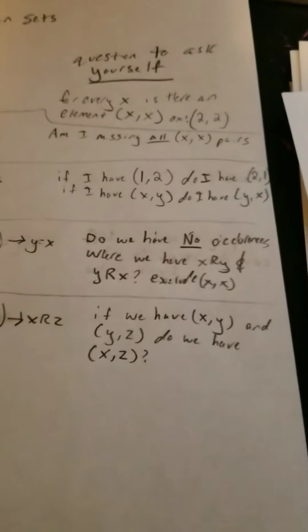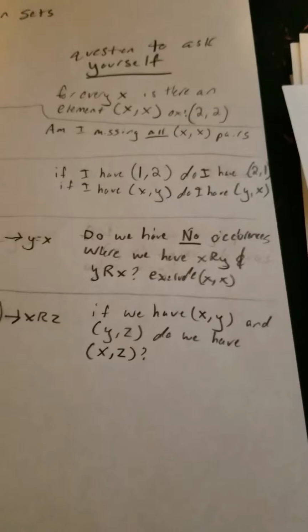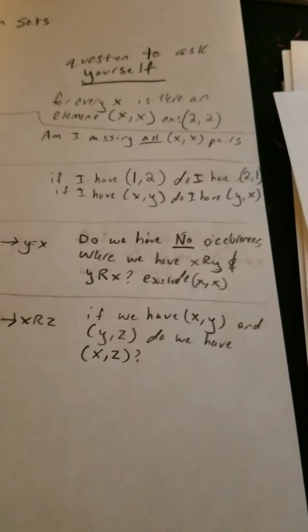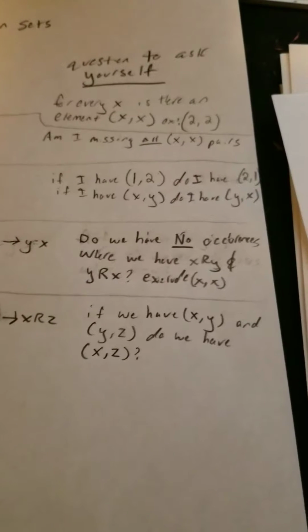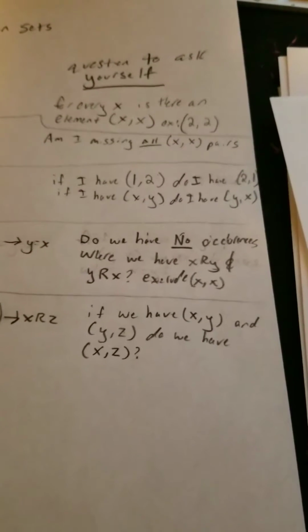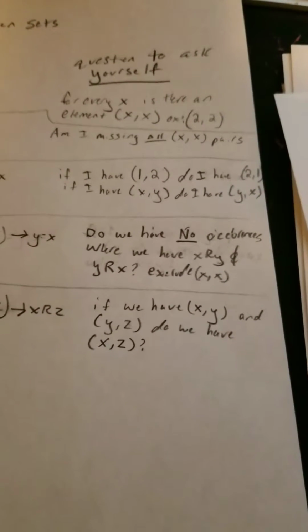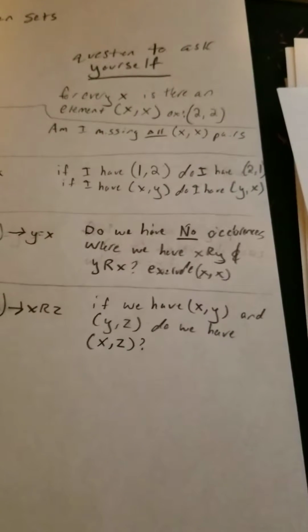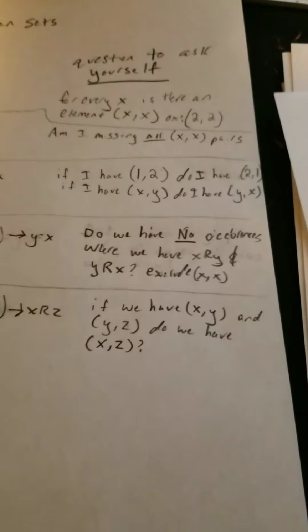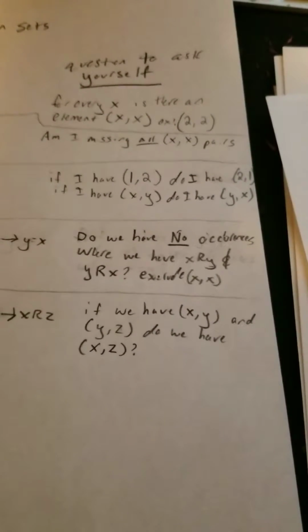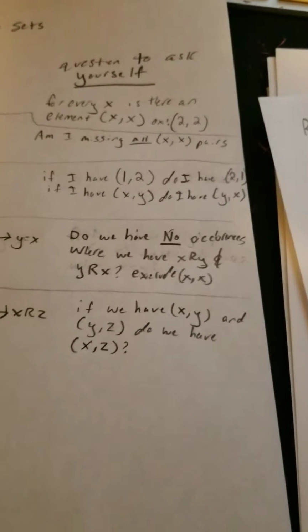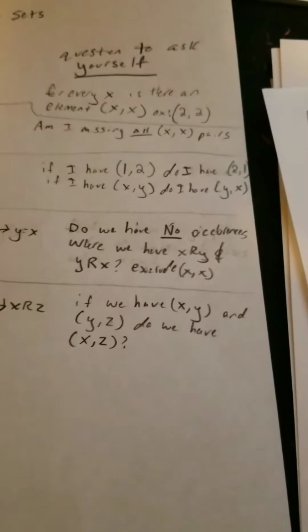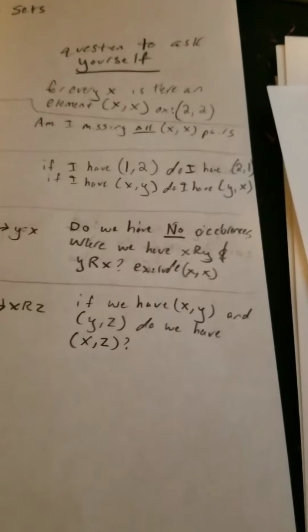properties. For reflexivity, we want to ask, for every x, does the set contain x comma x, an example of that would be 2 comma 2. If we're missing even one of these for any x in the element, then it is not reflexive. Am I missing, and that would be the definition of irreflexivity, all of the x comma x pairs? If I am, then it is irreflexive. So if we have even one, it's not irreflexive.